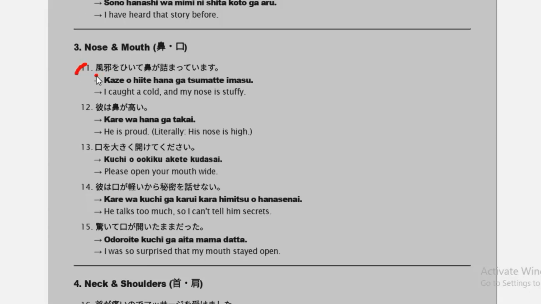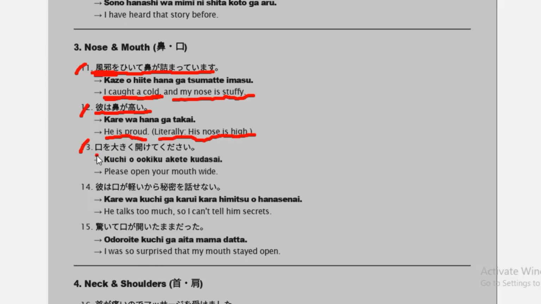Next example is kaze o hiite hana ga tsumatte imasu, means I caught a cold and my nose is stuffed up. And next example is kare wa hana ga takai, means he is proud. Literal meaning is his nose is high.